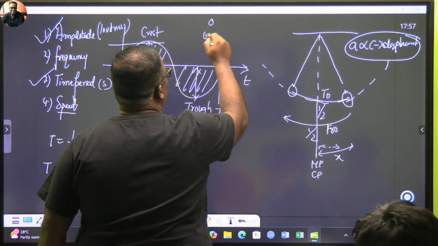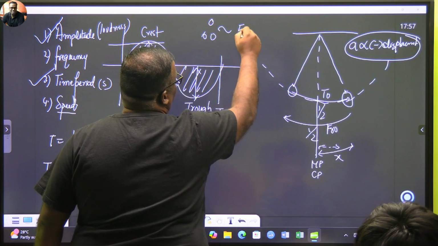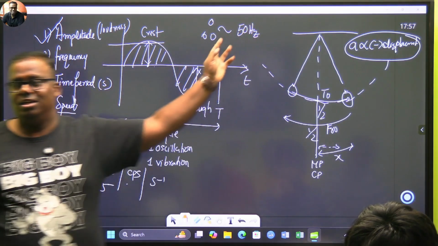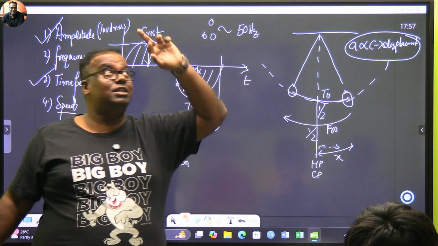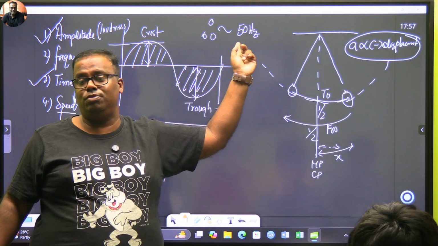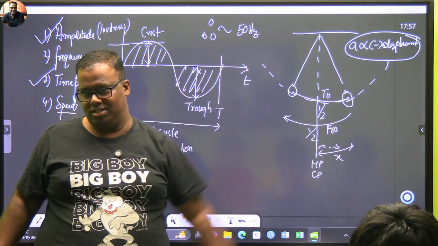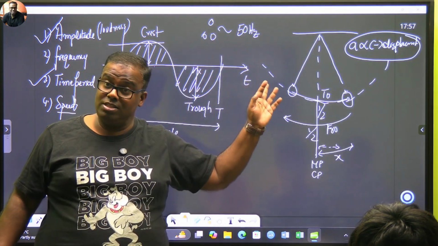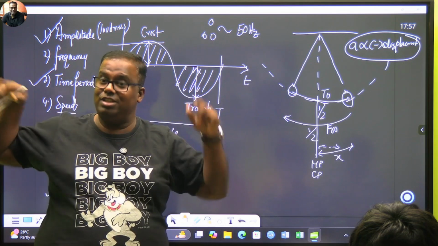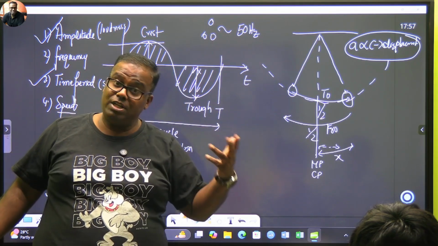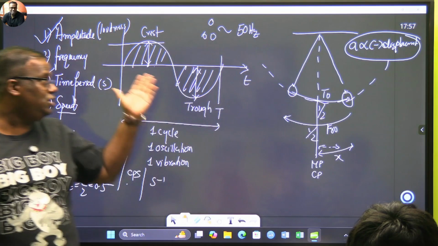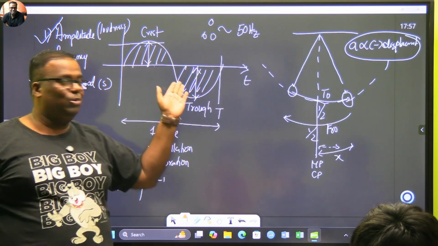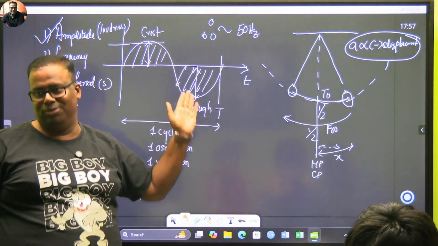आपके घर में जब बिजली आ रहा है भाई साहब, वो कितने का है? 50 hertz. How will you interpret this? The alternating current that is getting supplied in our house is having a frequency of 50 hertz. What do we mean by that? It says that in 1 second, the signal is oscillating how many times? 50 times. That means it is changing over how many times? 100 times. एक साइकिल में 2 चेंज ओवर होता है, एक बार अप एक बार डाउन.